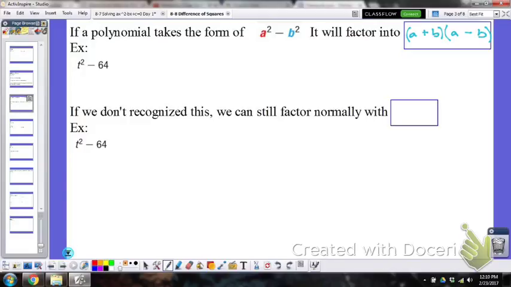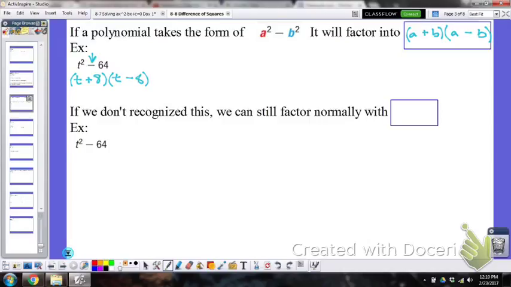So if we're looking at the example t squared minus 64, I follow that pattern: a squared minus b squared factors into a plus b times a minus b. I know it's going to be two binomials. I know I'm going to have a t here and a t here. Because of that negative, I'm going to have a plus and a minus. And then the square root of the last term, 64, so plus 8 and minus 8.